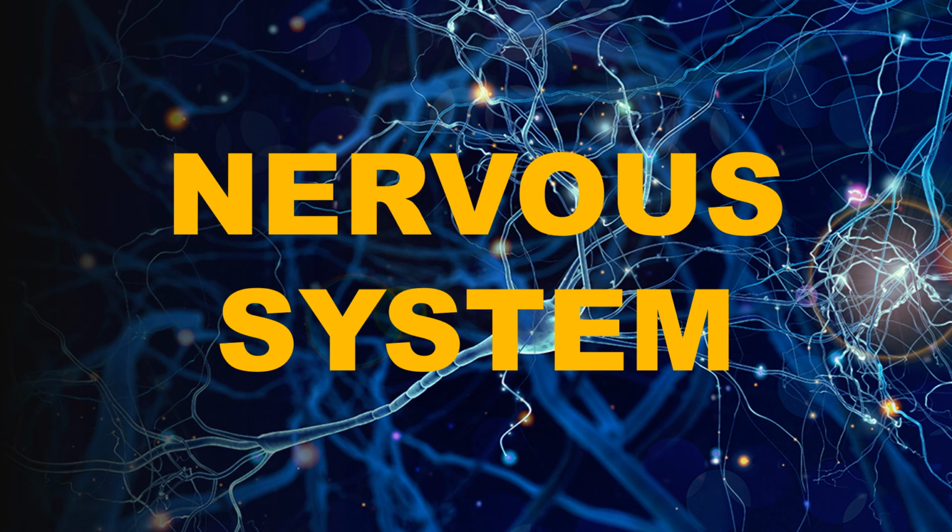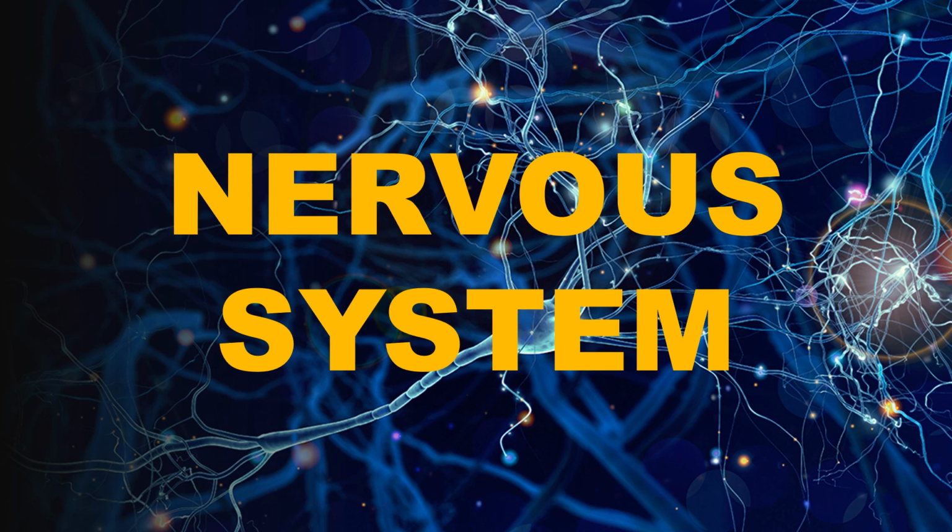Good day, everyone. This is the first part of our lecture series for the different body systems, specifically for the nervous system. So, in this lecture video, we'll try to discuss the different functions of the nervous system, the different divisions of the nervous system, and the different parts and their respective functions.